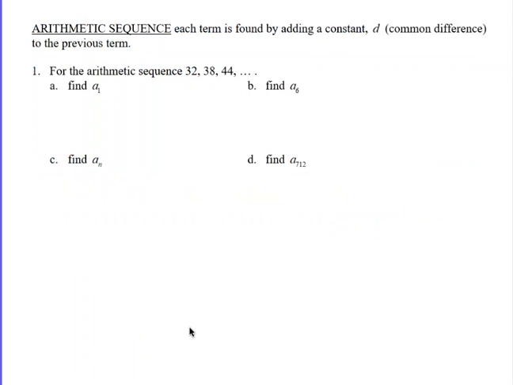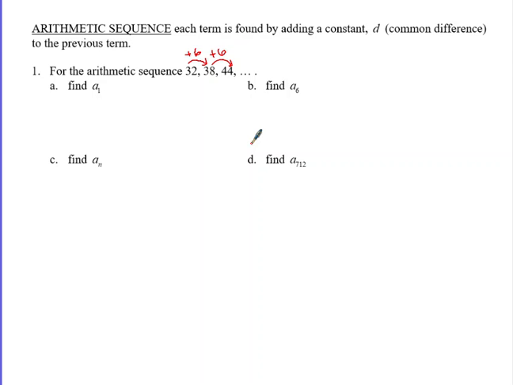First, an arithmetic sequence is one in which each term is found by adding a constant. We use the letter D for common difference to the previous term. So this means we are adding the same number every time to get the next term in the sequence. So if we start with the sequence 32, 38, 44, each time we are adding 6. So that's the pattern we're going to continue.